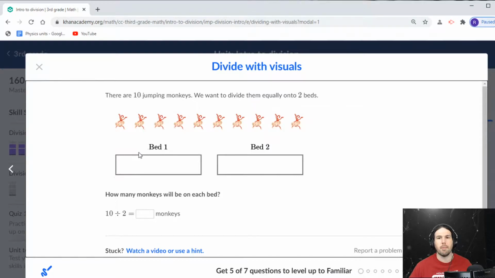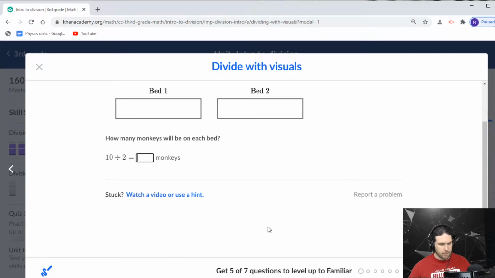There are 10 jumping monkeys. We want to divide them equally onto 2 beds. No more monkeys jumping on the bed. Just me, just me. That was a thing for my childhood. So 10 divided by 2, that would be 5 monkeys per bed.